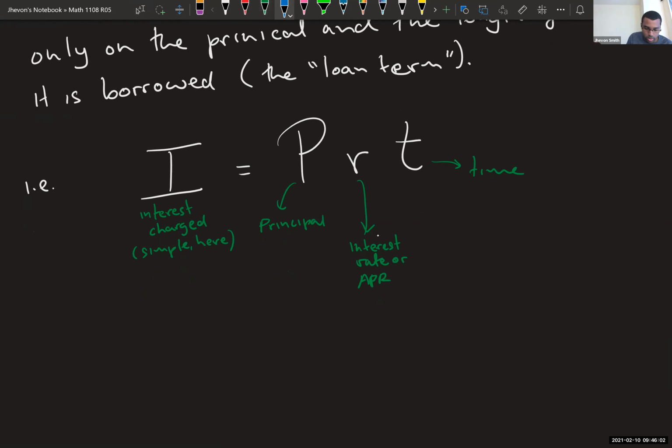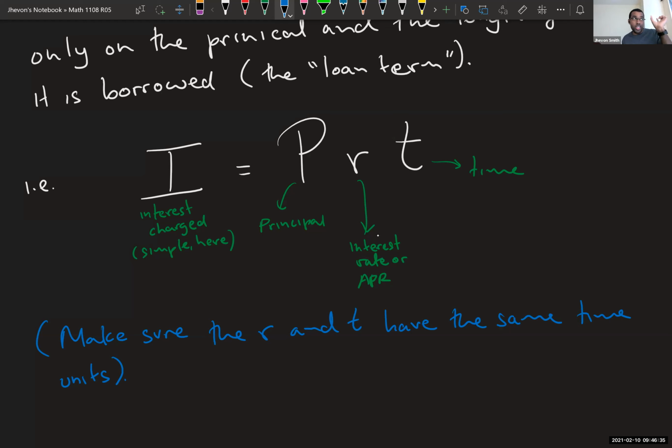And I would caution you, make sure the R and T have the same time units. So sometimes you might have a problem that they tell you the APR, but then they said, oh, you borrowed it for 17 months, right? So the fact that they give you an APR means they think the interest is charged per year, but then they give you a time in months. You can't use those numbers. You have to convert them to the same time. Usually you want to convert to years, right? You convert the time, the loan term, to whatever time units your interest rate is based on. So whenever they give you an APR, no matter what they tell you the time is, convert it to years, okay? So you need to make sure, because you'll get the wrong answer if you plug in the wrong numbers.